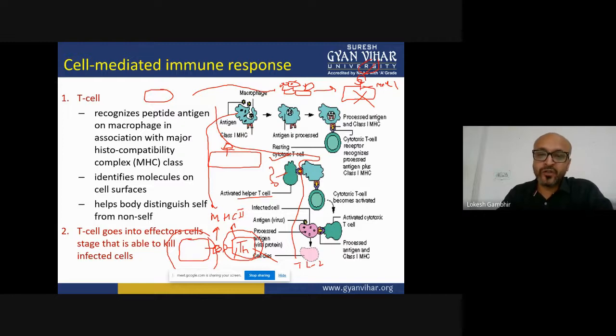So we are right now talking about the T helper cell. It will increase the population of this particular cell in number, and then the number of this particular helper cell, which actually recognizes a particular type of antigen, will increase.